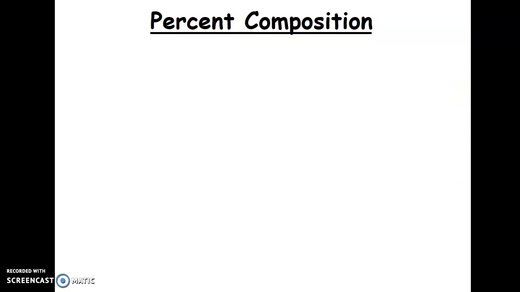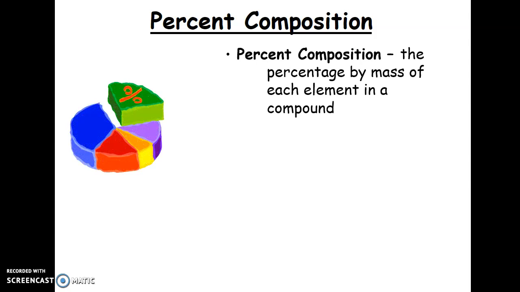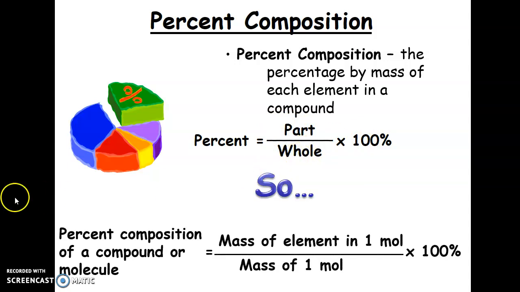Now let's go to the main concept. Percent composition, as the definition says, is the mass of each element in a compound. So this is the parts of the elements of the compound over the whole times 100%. In other words, percent composition of a compound or molecule is the mass of an element in 1 mole over the mass of 1 mole.